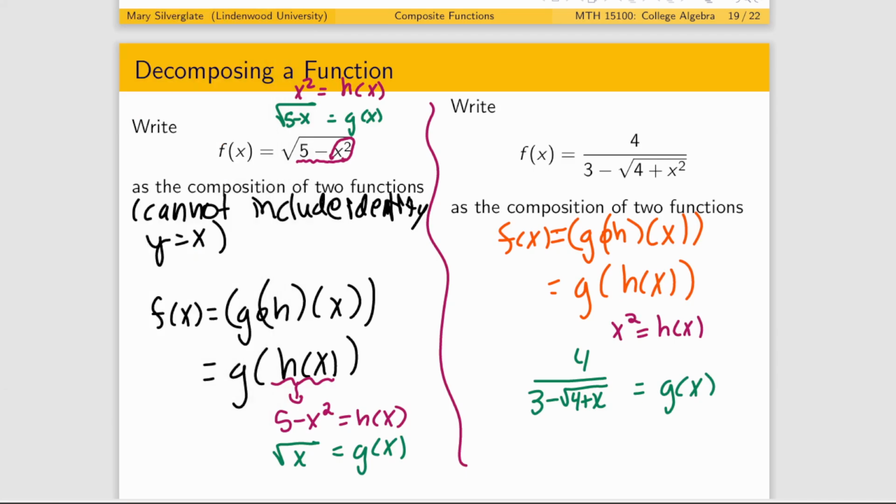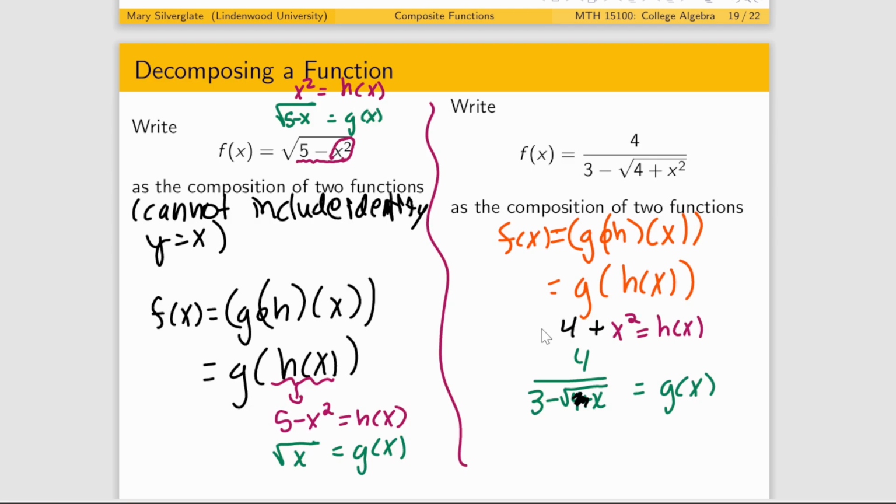Now let's change it up a little. Let's say I instead made that inside function 4 plus x squared. What would that get rid of over here? That would get rid of the 4 plus here, because now I'm plugging in the entirety of 4 plus x squared in for x in g of x. And if my outside function was 4 over 3 minus the square root of x, plugging in all of 4 plus x squared would result in that original.